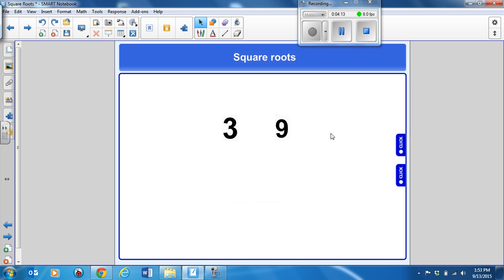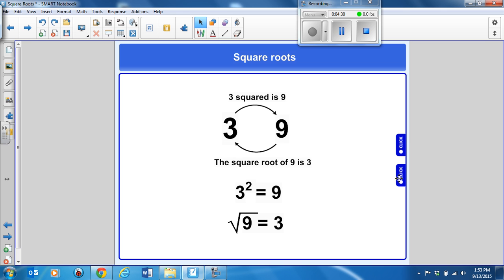So here we have square roots, okay? So 3 squared equals 9. That's review. What's new today is if we take the square root of 9, we're going to get 3. It's working backwards. So the square root of 9 is 3. This here's the square root symbol, and when we take the square root of a perfect square, we end up with the base, or the root of the number.